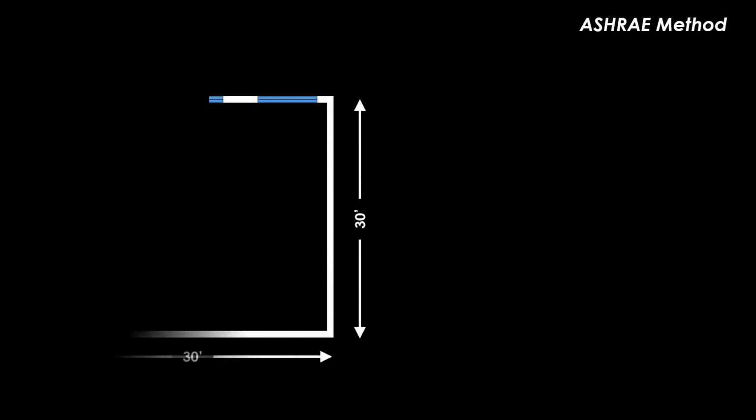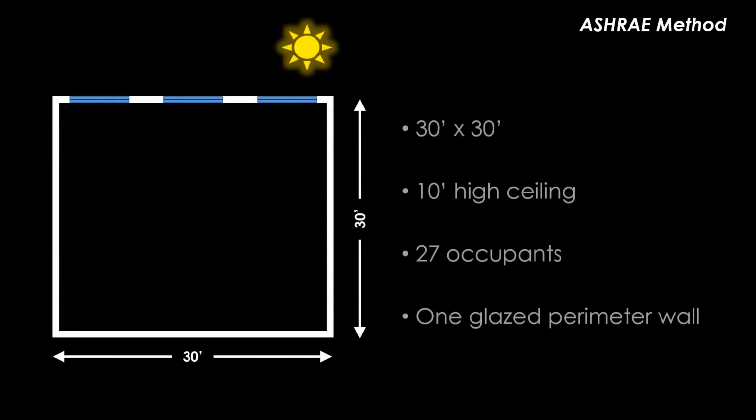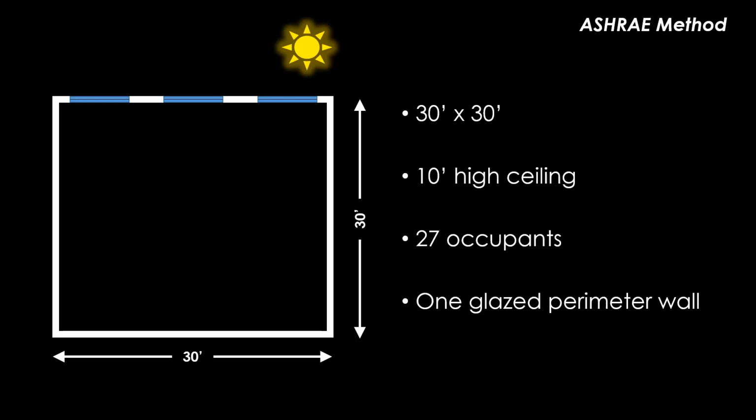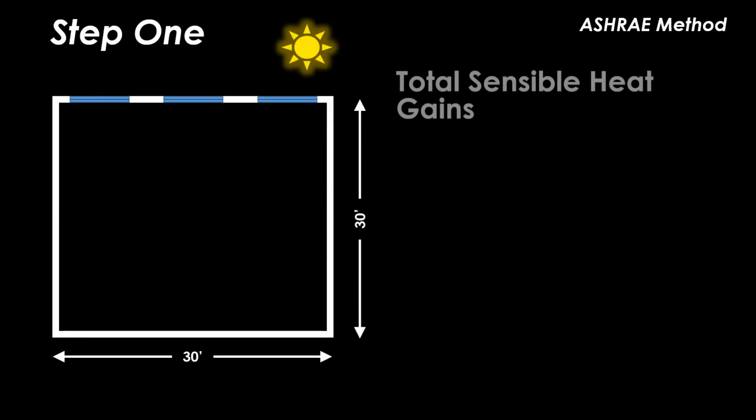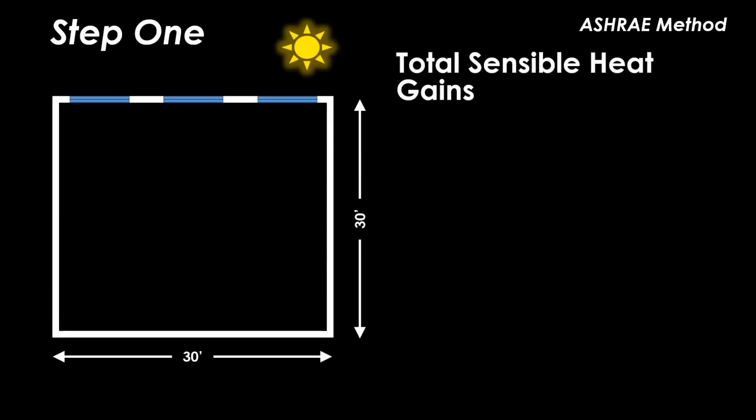To demonstrate the ASHRAE method, I will use a 27-occupant classroom of 30 foot by 30 foot with one glazed perimeter wall and a 10-foot high ceiling. Step 1 involves identifying the sensible heat gains and breaking them out into the four categories.